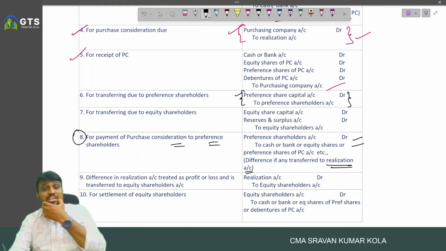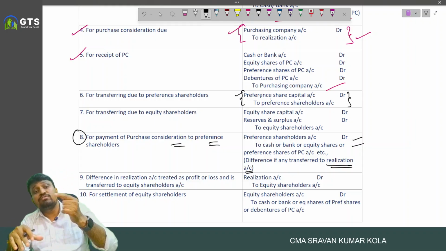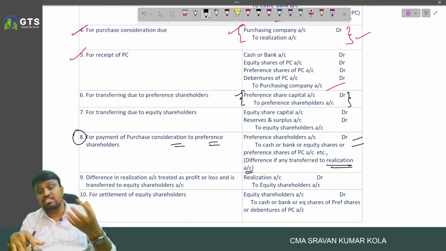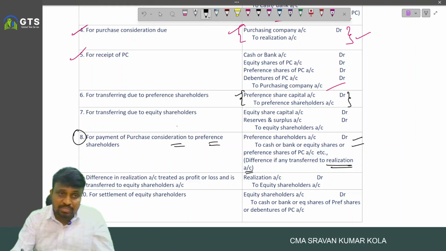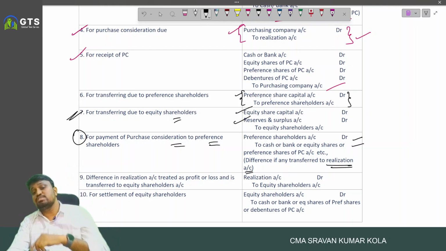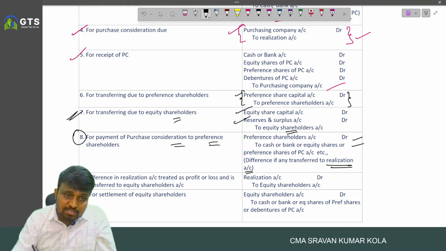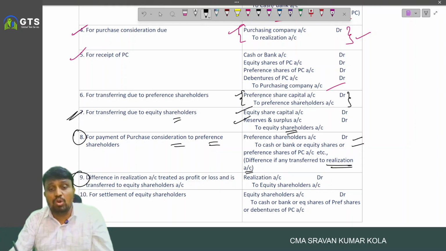And that's why, if any preference shares we have, the realization account is closed after settlement of PC to the preference shareholder. Next, for transferring dues to equity shareholder, equity share capital and reserves and surplus both will be transferred to equity shareholder. But while settling the PC, first we have to adjust the realization profit or loss.